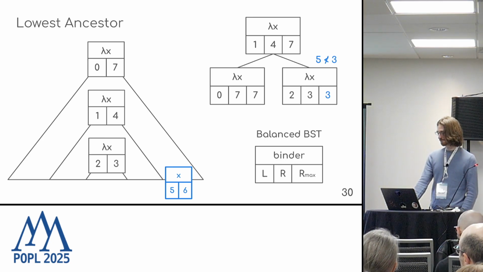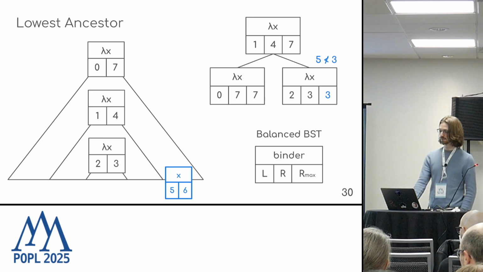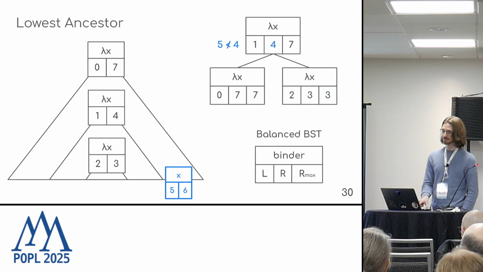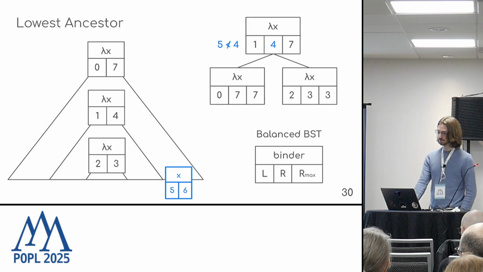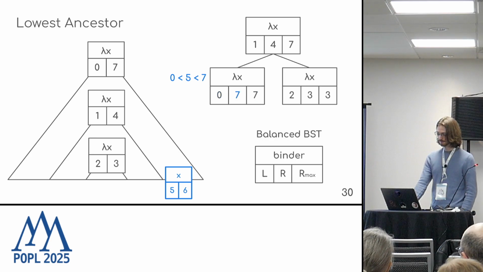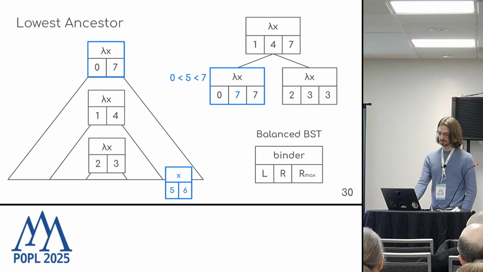And then we do the same check, and we find that 5 to 6 is not in the range 2 to 3, so we reject the subtree, pop back out, and now we check the direct interval found in this node, which is 1 to 4. Again, 5 to 6 is not in 1 to 4, so we're forced to recurse left. And in this case, we do find that 0 to 7 contains 5 to 6, and so we return this binding location, which is in fact the tightest binder for x in this tree.